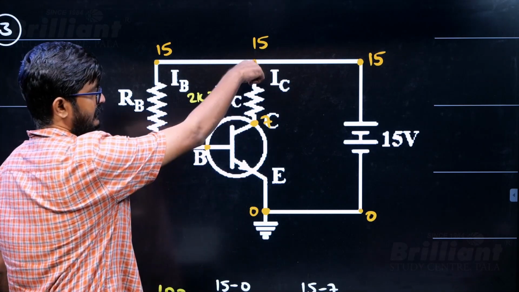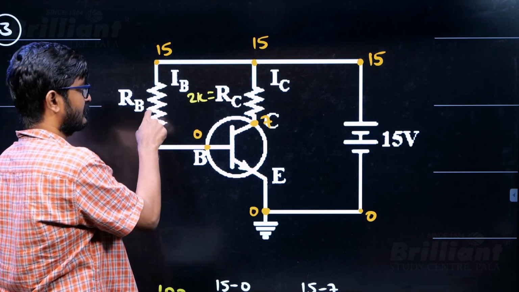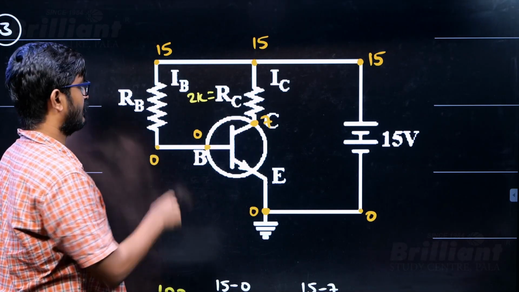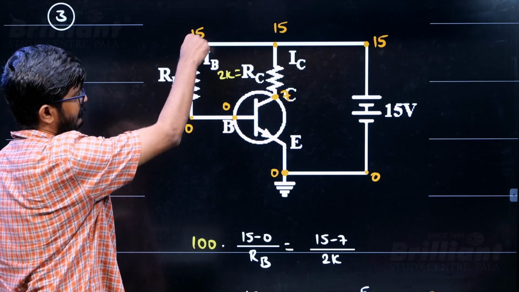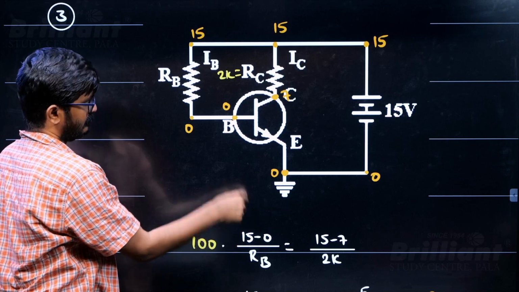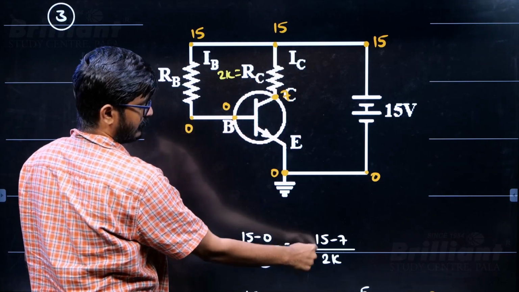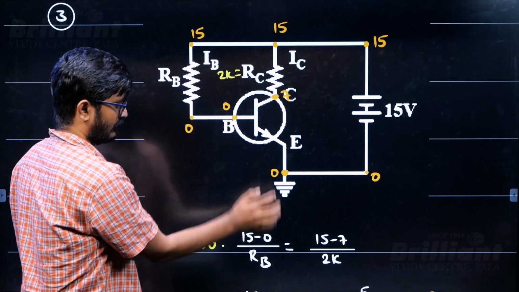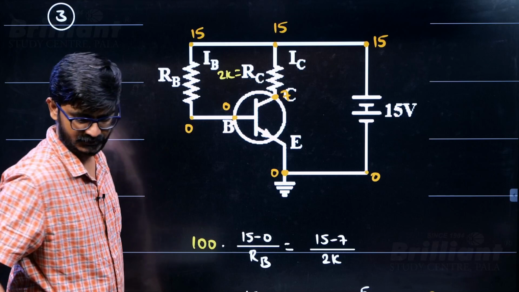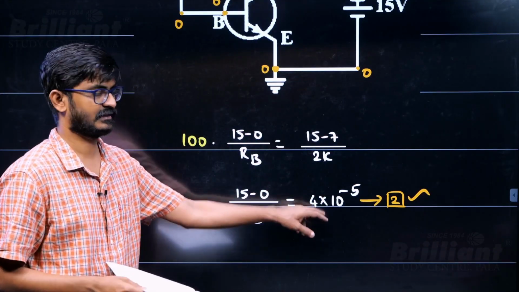So the meaning is the current in this one by the current in this one is 100, or 100 times this current is this current. What is this current? 15 minus 0 by RB. 100 times this current equals the current in this, 15 minus 7 by 2 kilo ohm. But they didn't ask for the RB value, they just asked what is the current in this. So I need to find this value. This value by 100, from there you will be getting the required answer.